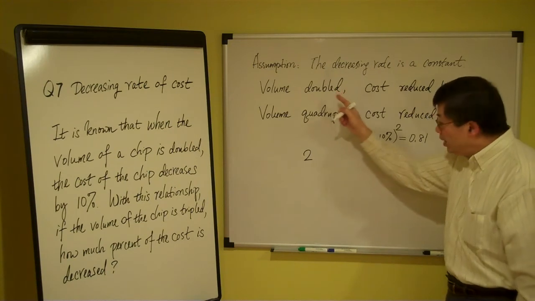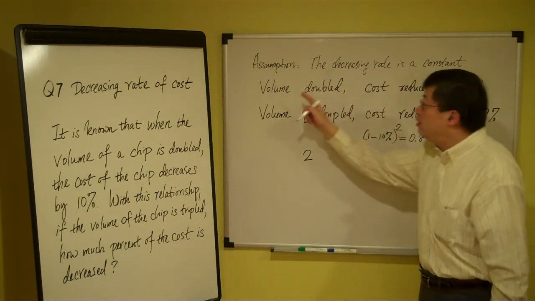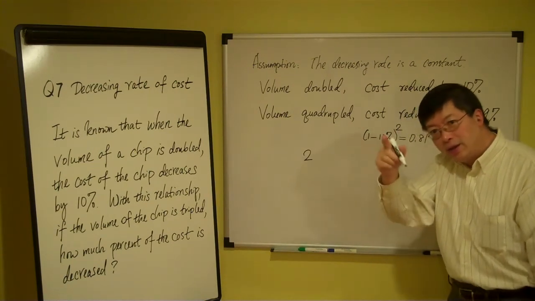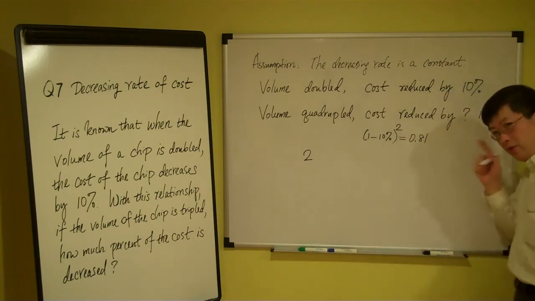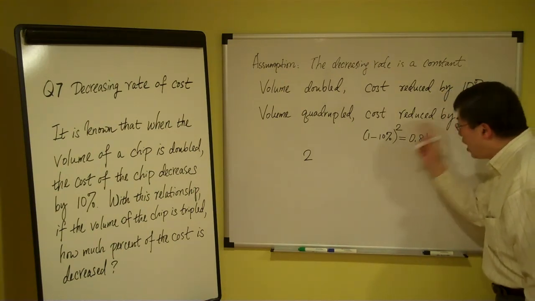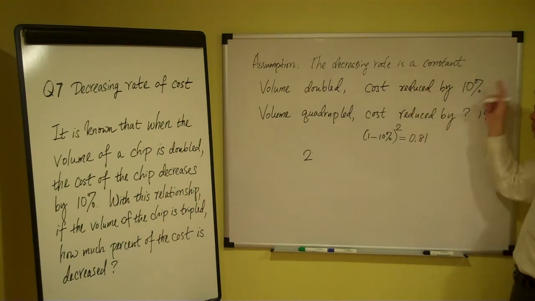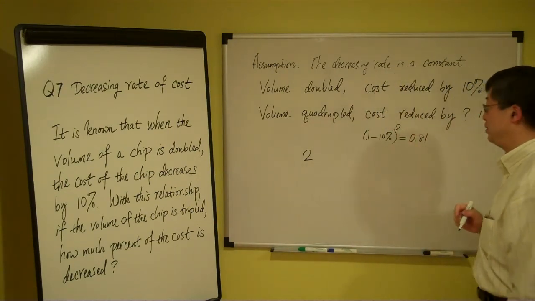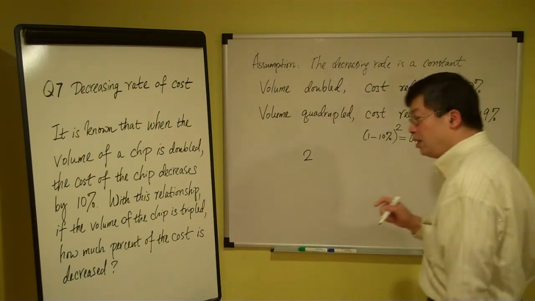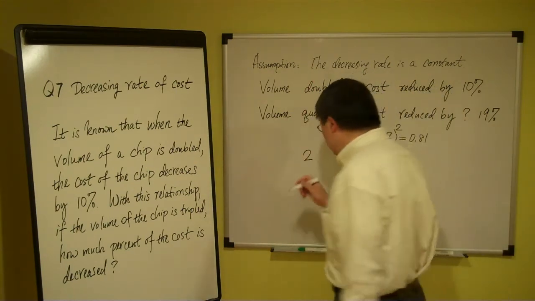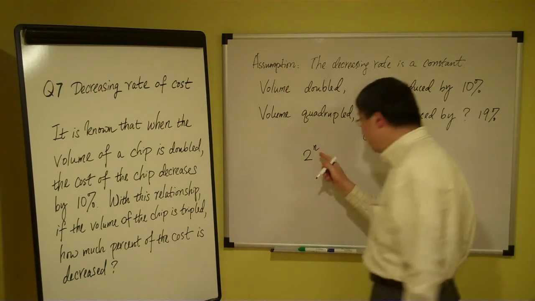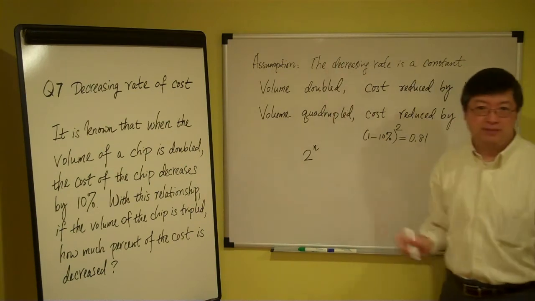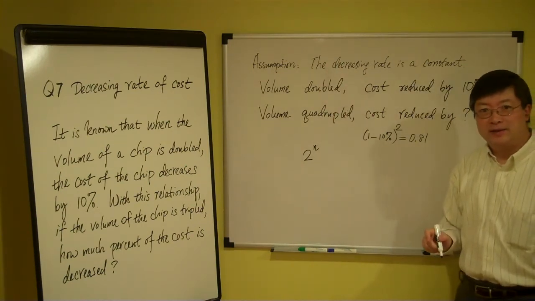Now, next, how many times do we double the volume? The number of times we double the volume, with the same rate, is the same number of times we reduce the cost by 10%. We establish that correspondence, so that is important. So let's assume we double the volume n times. Then you get 2 to the nth power of the original volume. That's straightforward.